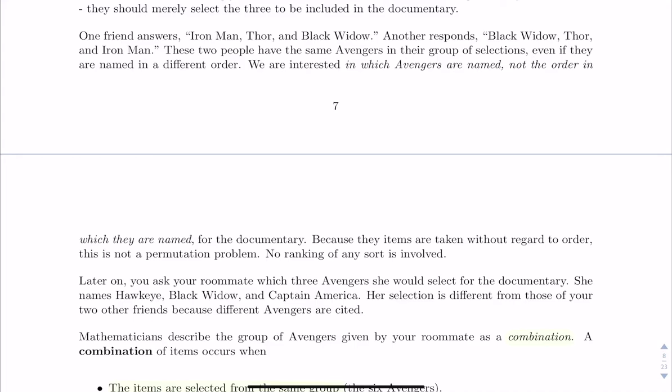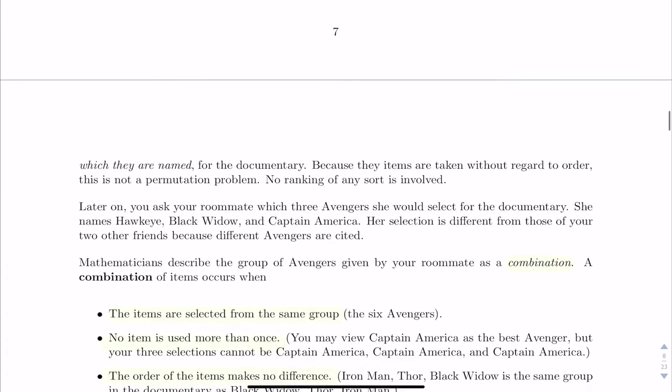So later on, you ask your roommate which 3 Avengers she would select for the documentary, and she names Hawkeye, Black Widow, and Captain America. Because her selection is different from those of your other 2 friends, different Avengers are cited. So mathematicians describe the group of Avengers given by your roommate as a combination.